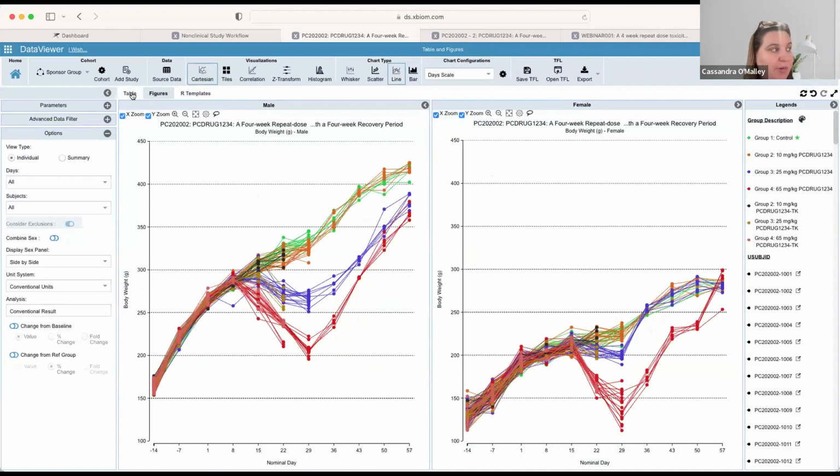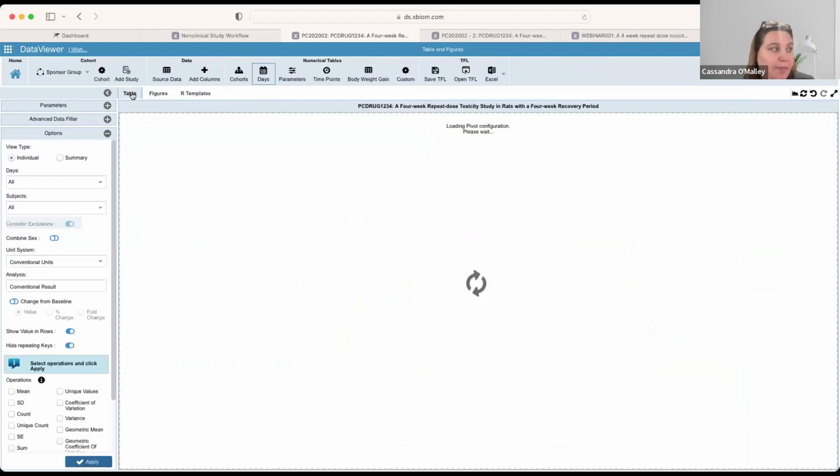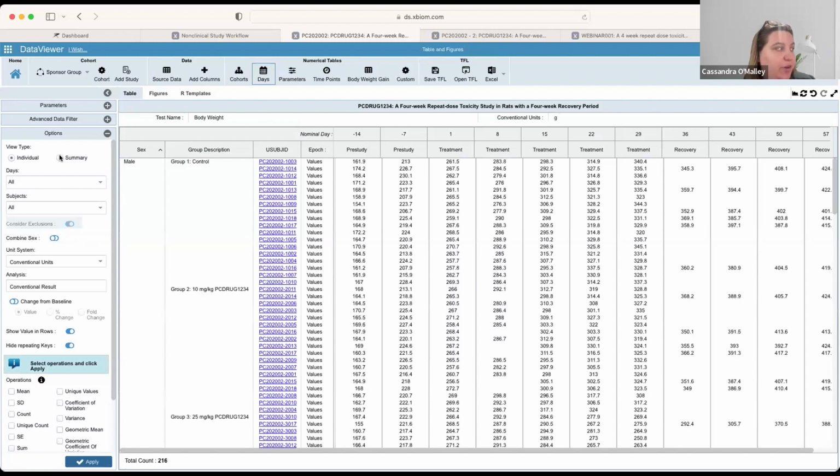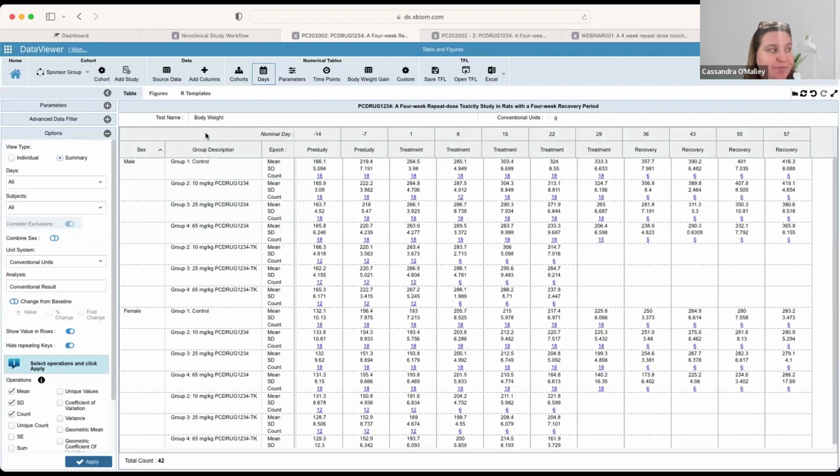So along the top, I'm going to switch into a table view. And in this table view, I'm switching back to the summary. Along the left are the labels of how I've chosen to separate the groups. Currently, this is the sponsor defined groups that it's separated by. And at the top, I can choose different separations.